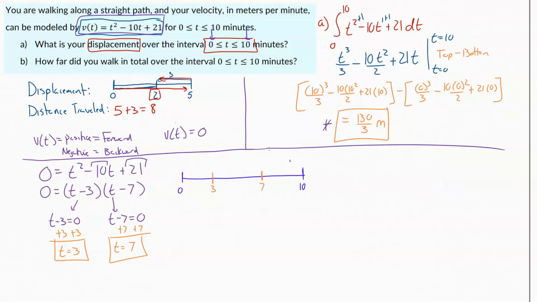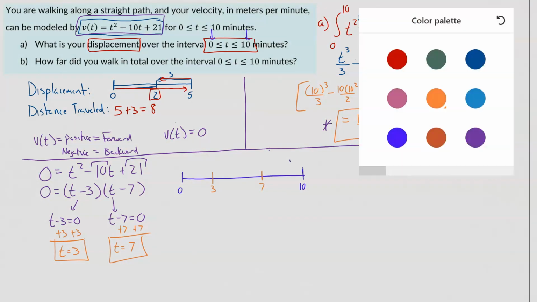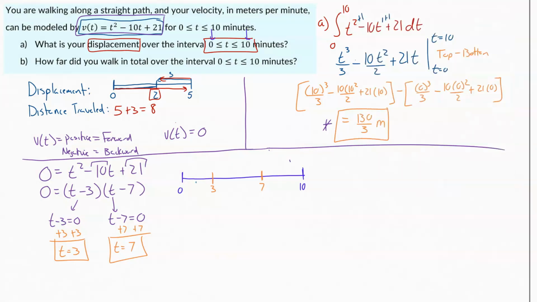And so what you want to do now is split this up into 3 smaller integrals based upon those subsets. For this section, we would do the integral from 0 to 3 of our velocity equation, so of the t squared minus 10t plus 21 dt. Then we're going to add to that.